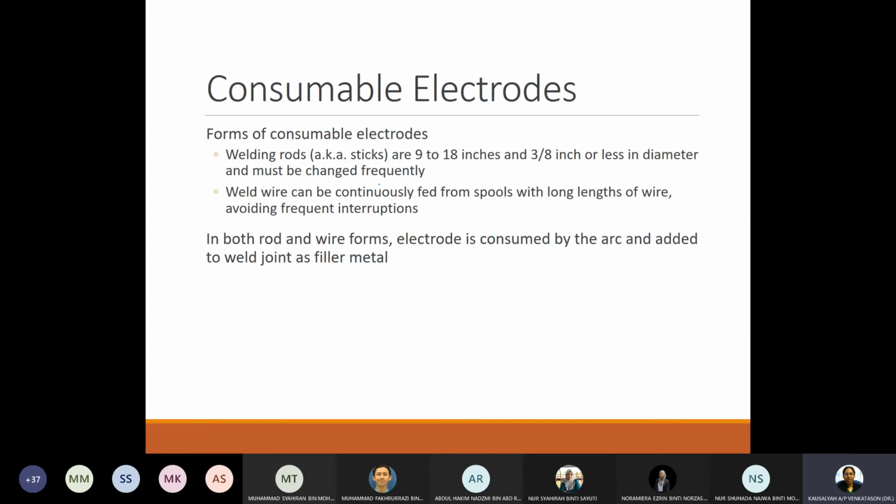Consumable electrodes come in forms such as welding rods, or what we call welding sticks. They are about 9 to 18 inches long and 3/8 inch or less in diameter, and you need to change them frequently. Welding wire can be continuously fed from spools with long lengths of wire, avoiding frequent interruption. So welding wire is also a consumable electrode. In both rod and wire forms, the electrode is consumed by the arc and added to the weld joint as a filler metal.